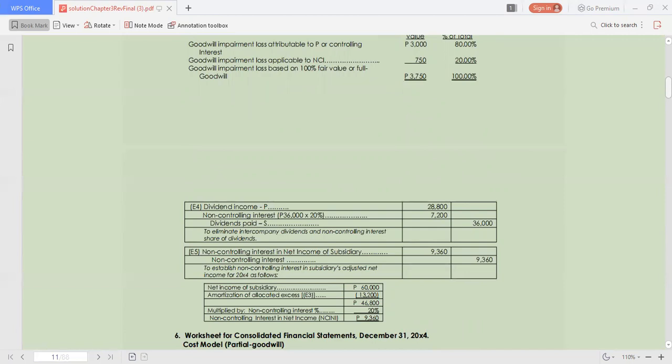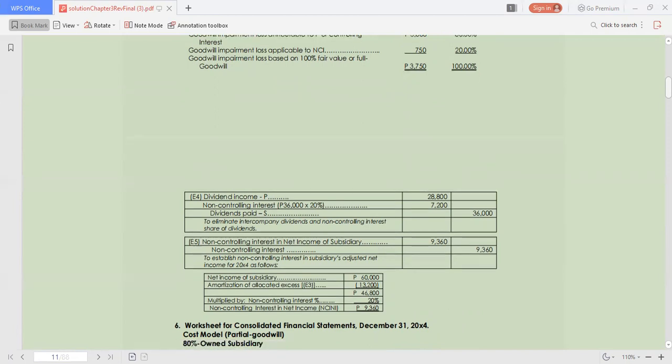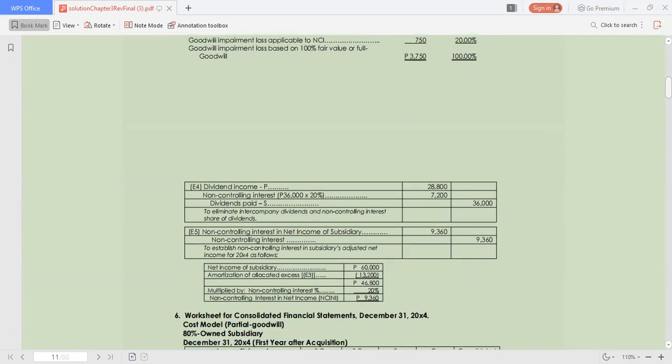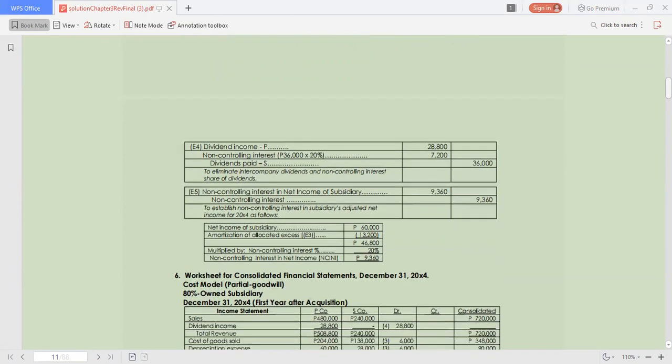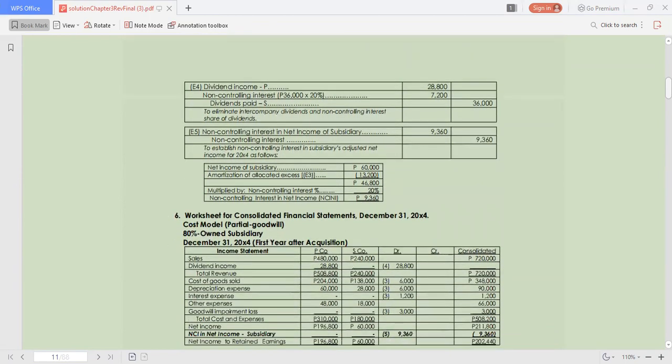Then we multiply by the non-controlling interest equal to 20%. We have the non-controlling interest in net income of the subsidiary in the amount of 9,360. So we now debit non-controlling interest in net income, credit non-controlling interest in the amount of 9,360. While in E4, we debit non-controlling interest for 7,200. And finally, we have the worksheet.